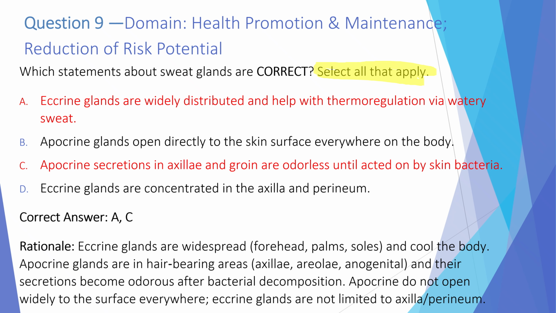So here are the eccrine glands. They are spread on the forehead, palms, and soles and cool the body. On the other side, the apocrine glands are in the hair-bearing areas, and their secretion becomes odorous after bacterial action. They do not open widely to the surface everywhere, and the eccrine glands are not limited to axilla or perineum.